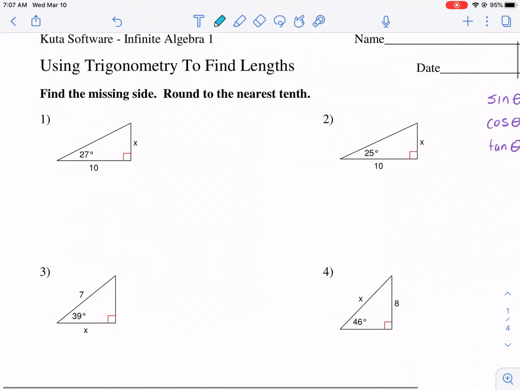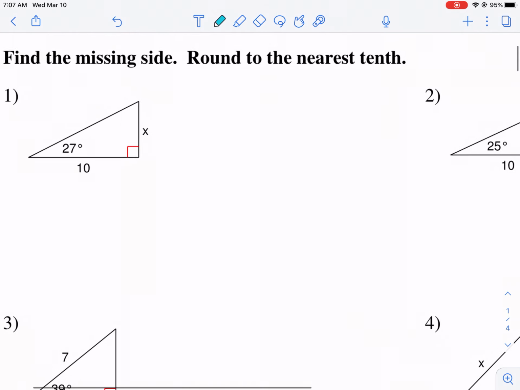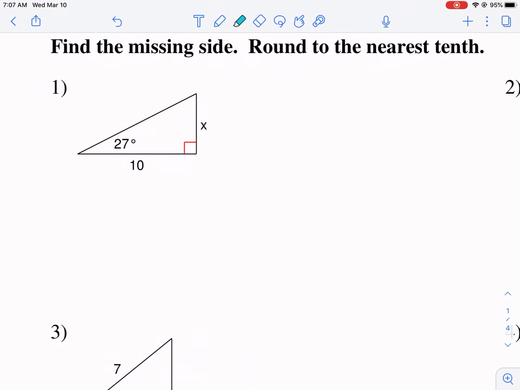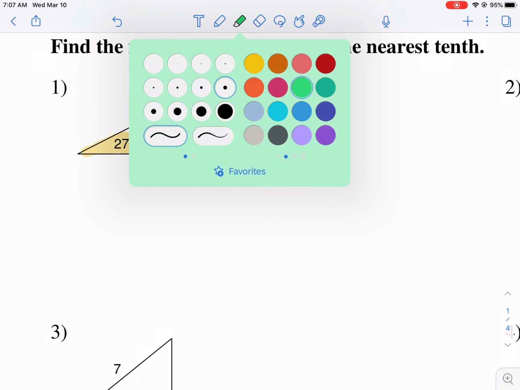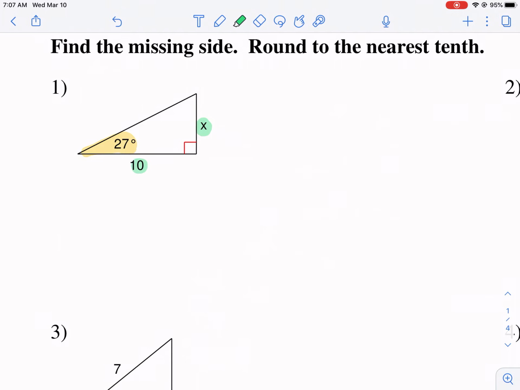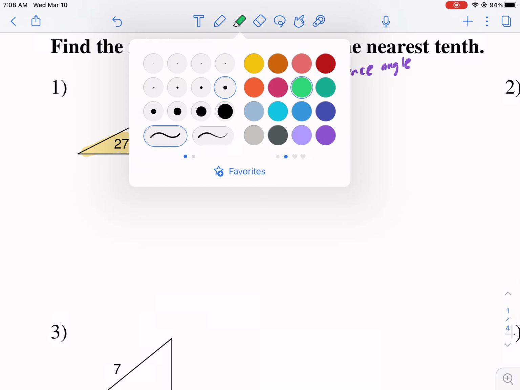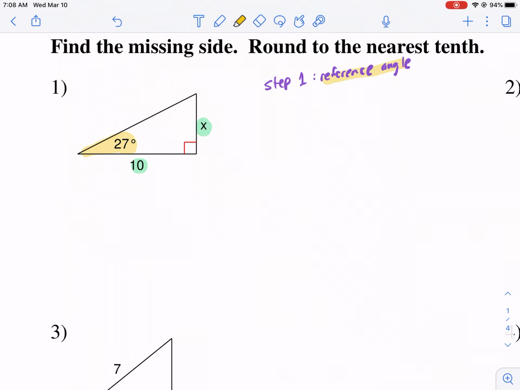So we're asked to find the missing side, round to the nearest tenth. And we have here, number one, a given angle, 27. We have some other measurements given, so we need to handle those. And then we're asked to find x. So what's our first step? Step one, we always want to identify the reference angle. We already have that step done. We already identified that in yellow, our reference angle. So we're done with step one.